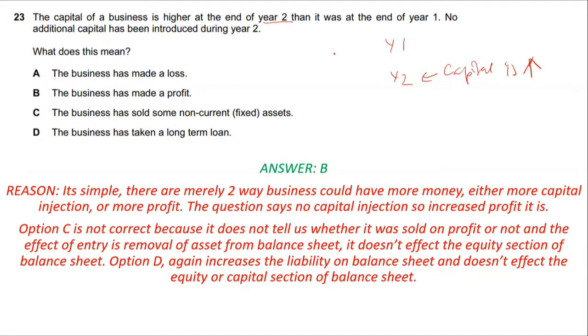Now, to increase capital, there are only two ways. One is capital injection, which is basically capital investment, and the other one is increased net income, because net income is reported on the balance sheet in the equity section or the capital section. So we would go through the options and see which one is correct.